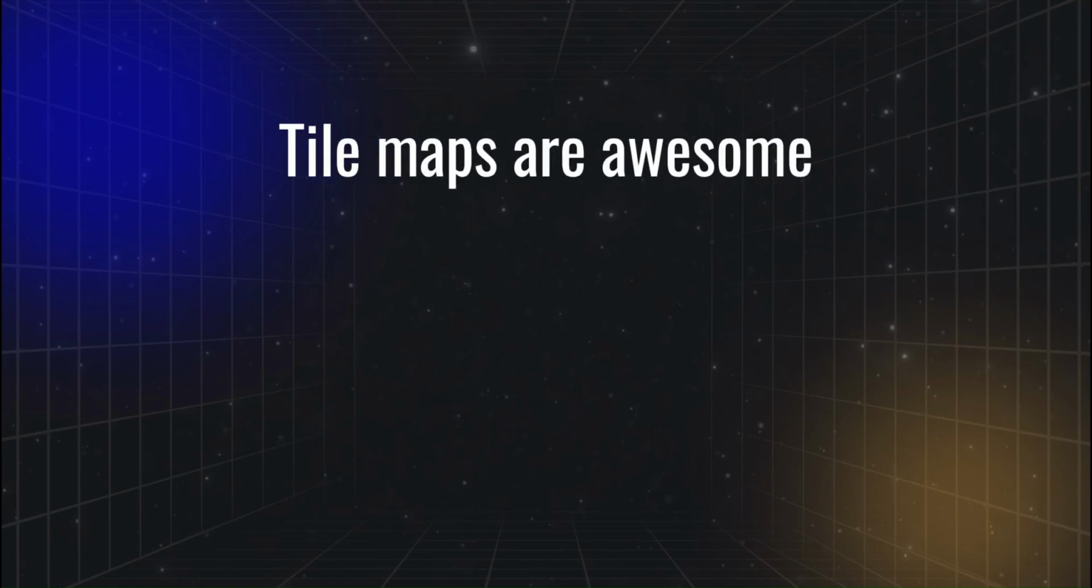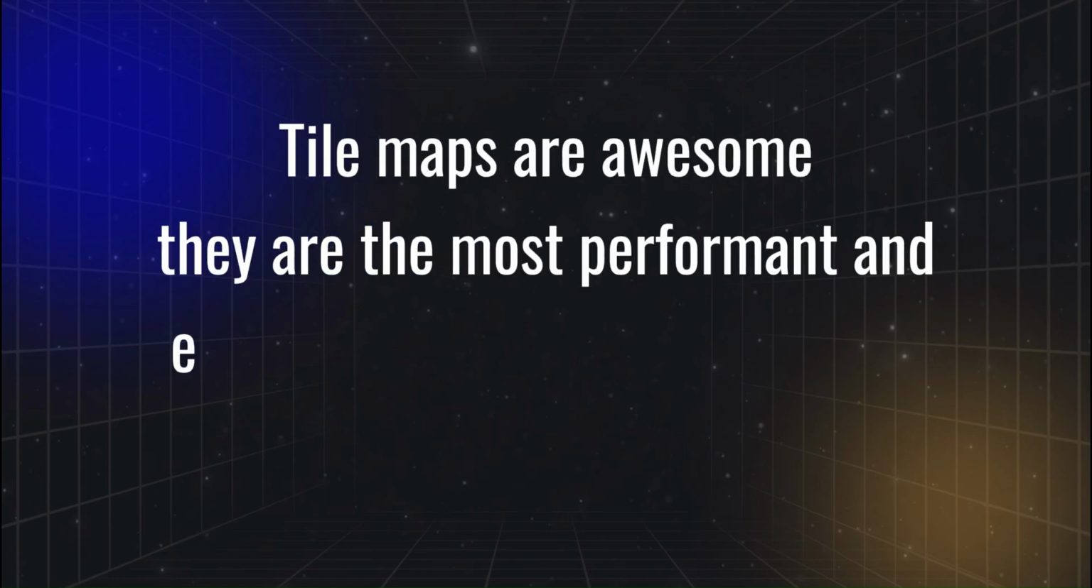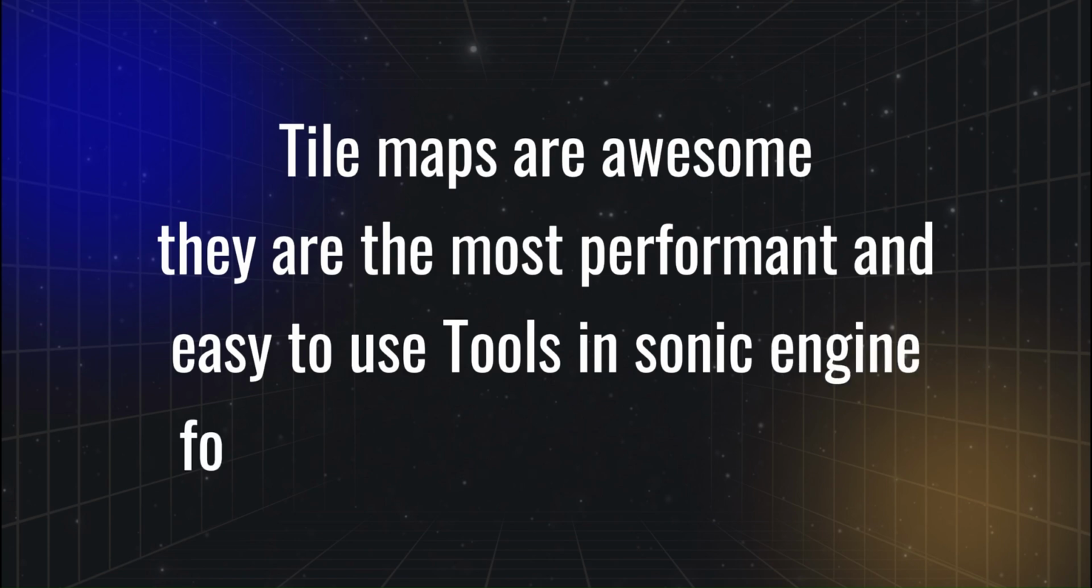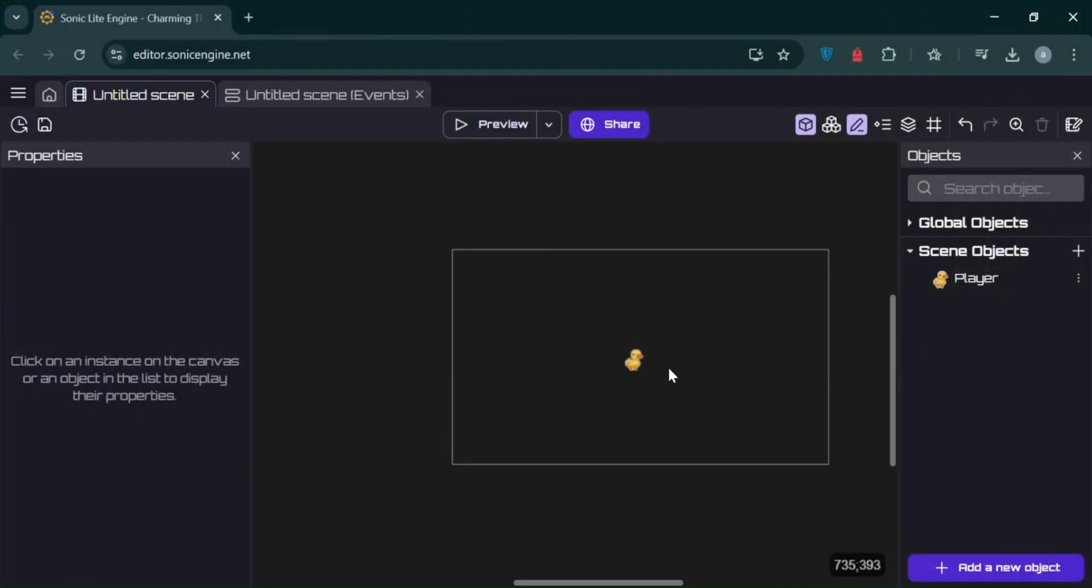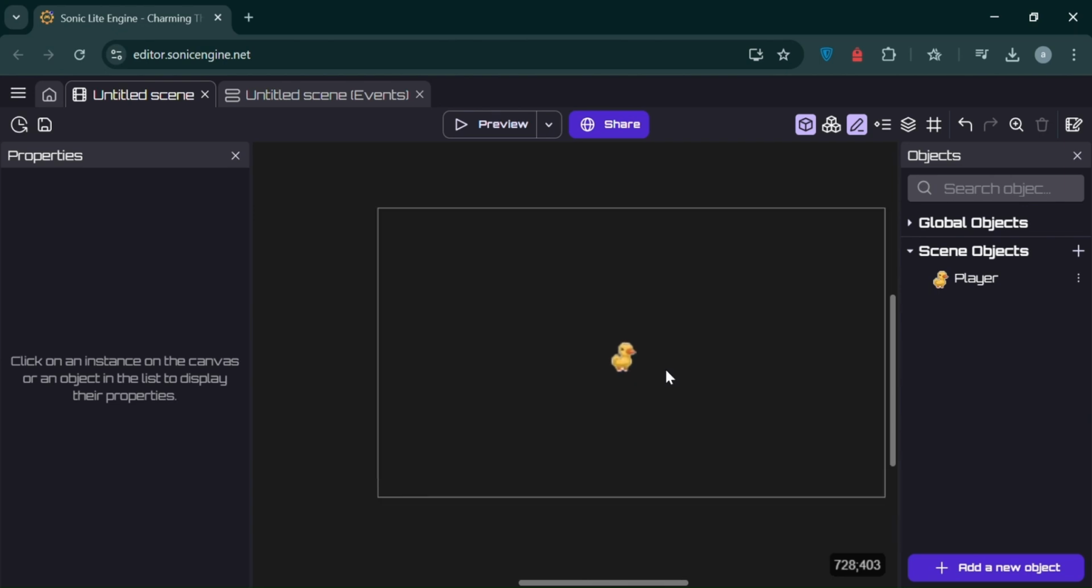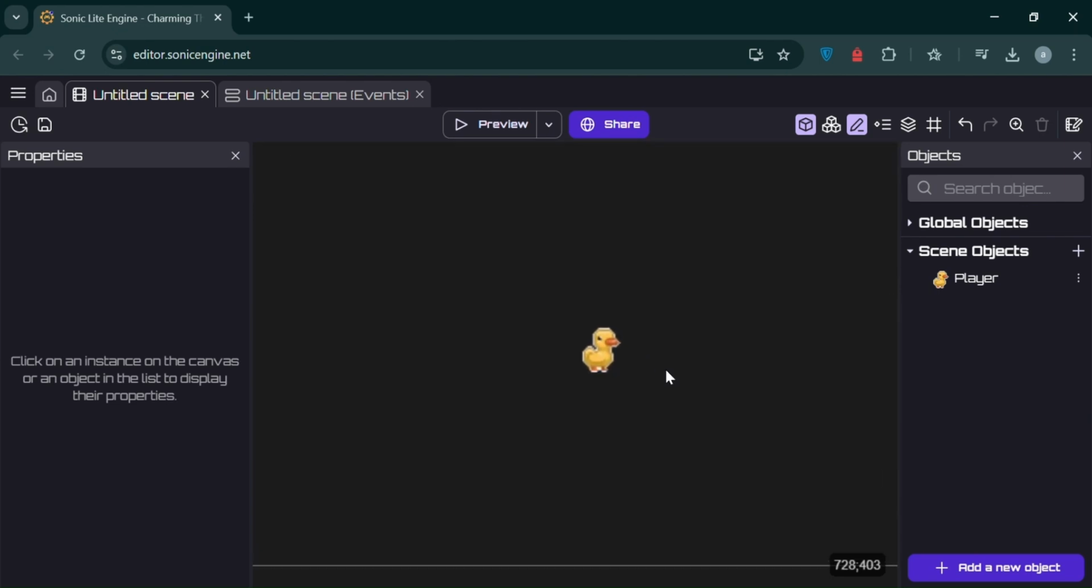Tile maps are awesome. They are the most performant and easy to use tool in the Sonic engine for building levels for your game. Let's jump right in. Right now I have just this one character. Using the platformer behavior, I am going to build out a level that they can run around in.